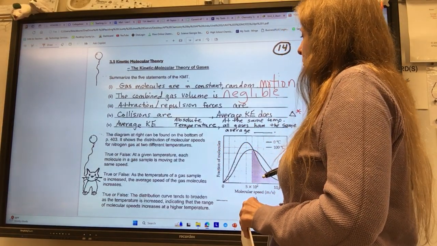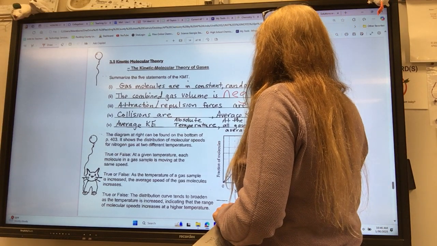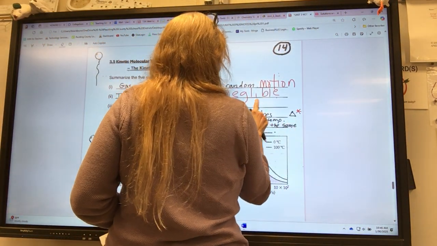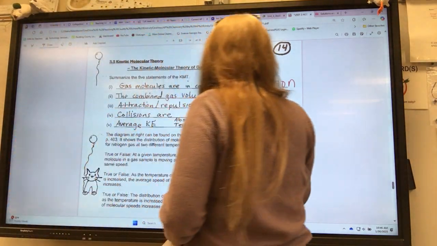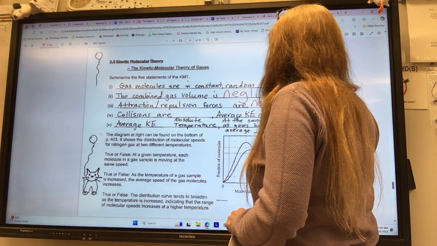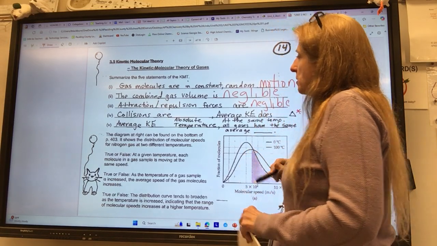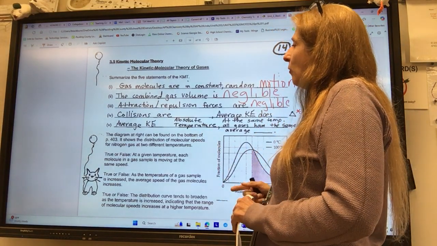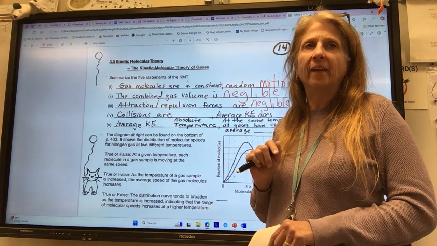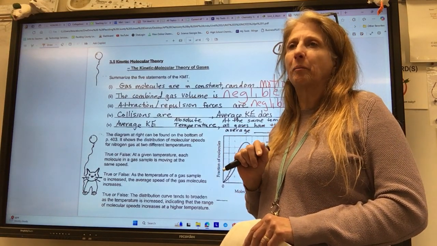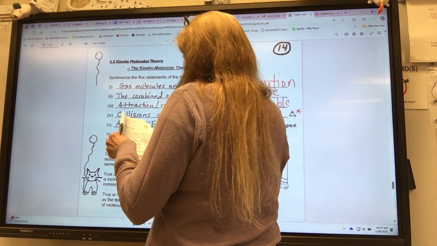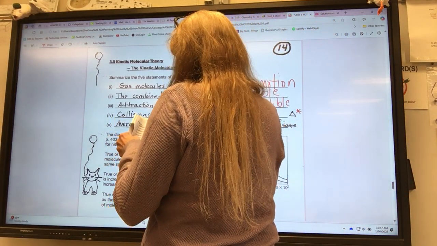Attraction repulsion forces are negligible. Oops, I put too many. You got too carried away writing that. Negligible. That means we don't worry about it when we do our gas law math. Collisions bounce off of each other perfectly. What's that word? Starts with an E. You know what? It's like a rubber band. It's elastic, right. So the collisions are thought to be perfectly elastic.